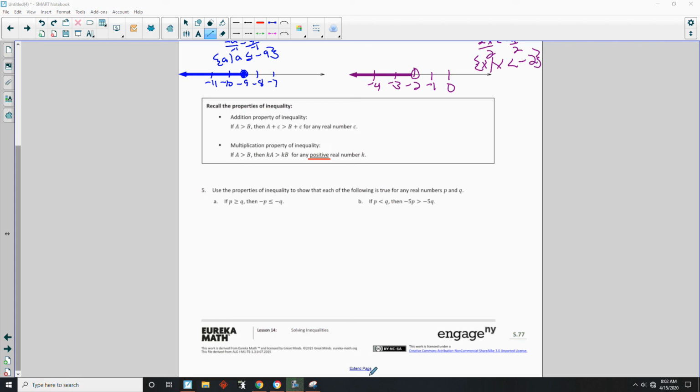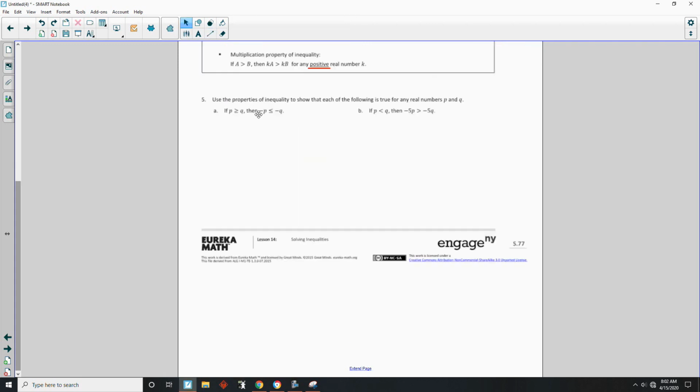Okay, so let me extend the page here so this moves up a little higher on our video. All right, here we go. So it says if p is greater than q, then negative p is less than or equal to q. So what I want to do is prove this is true if this is true. This is a conditional statement. The only time a conditional statement is false is if it is true, then false. So if I prove this to be false, this whole thing is false. If I prove this to be true, then this is true.